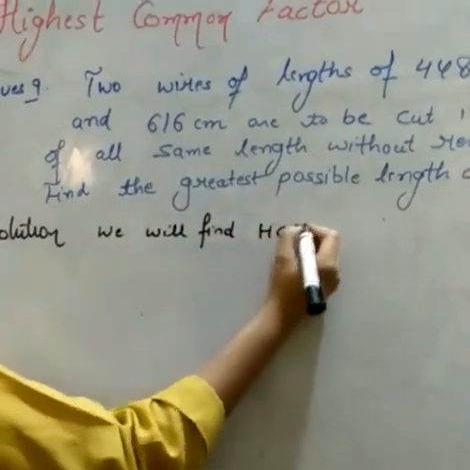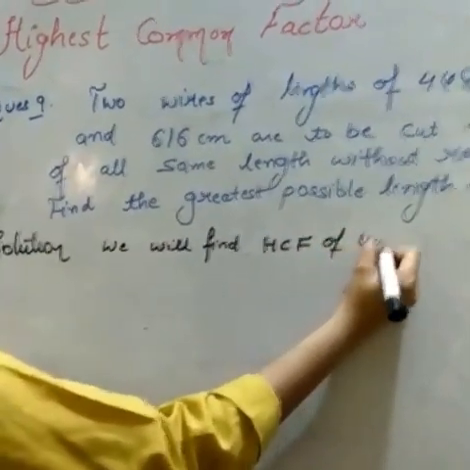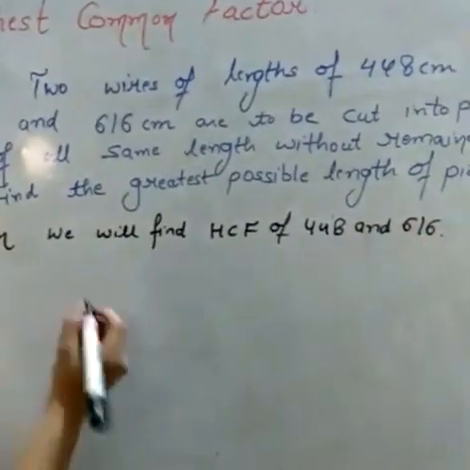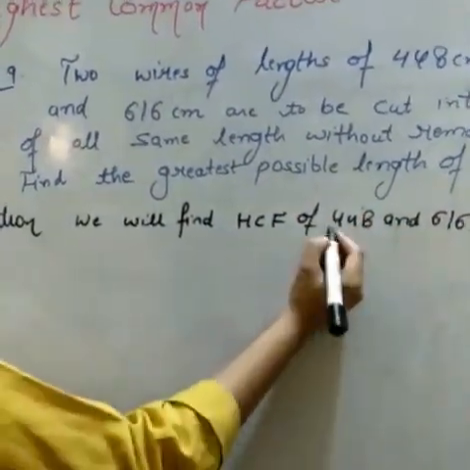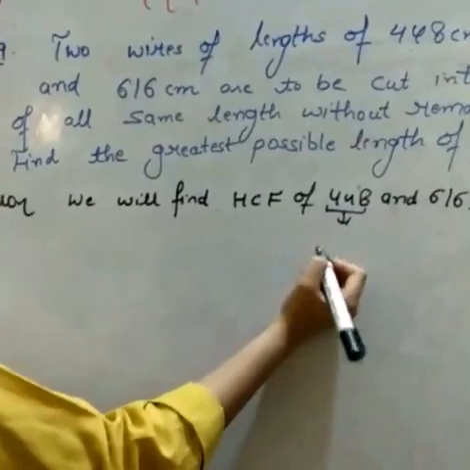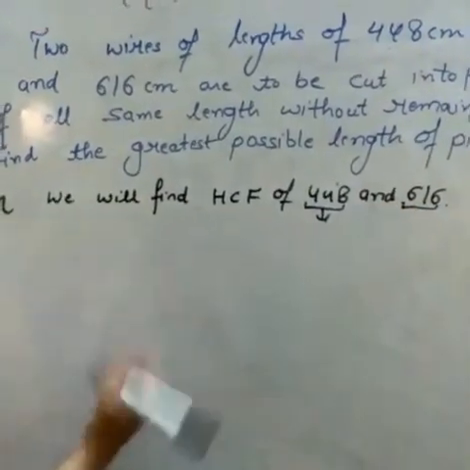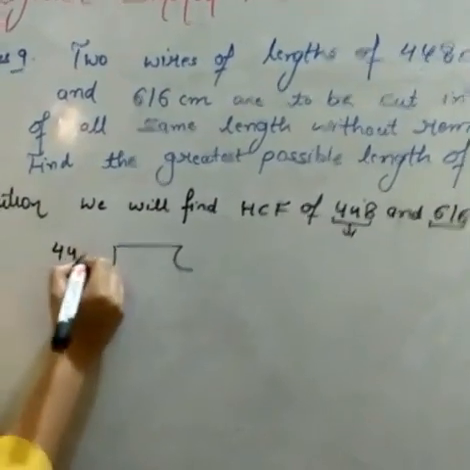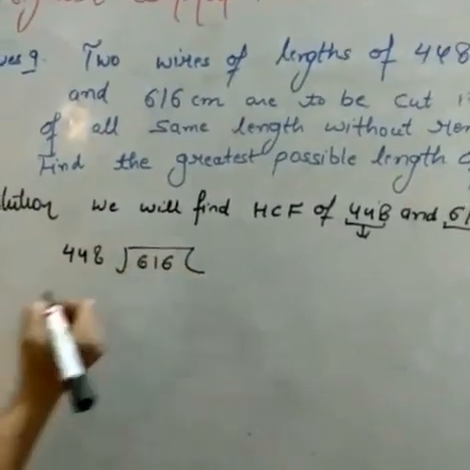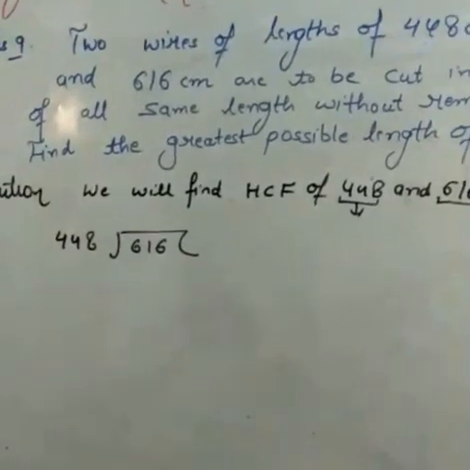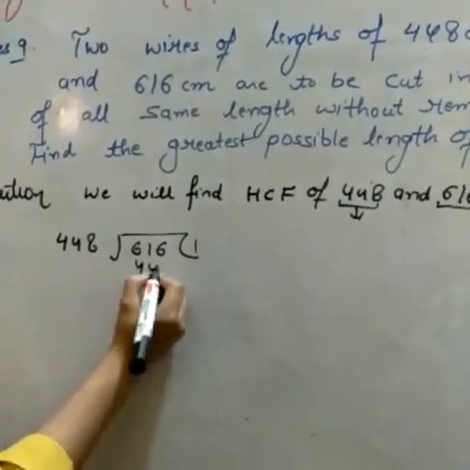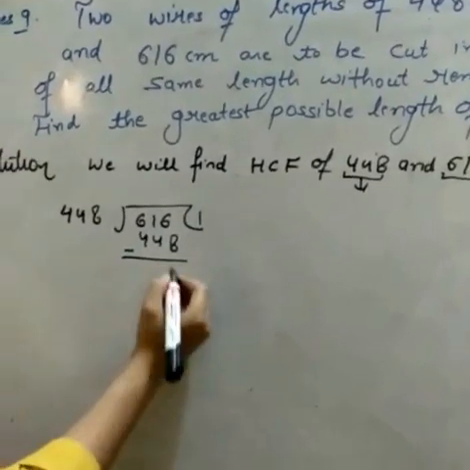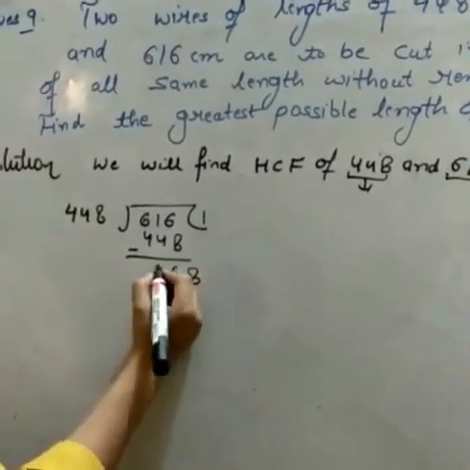HCF of 448 and 616. So out of these numbers 448 will be divisor and 616 will be dividend. So write here 448 and here 616. Now 448 once is 448, because if we take 2 a bigger number will come. So on subtracting it we will get 168.